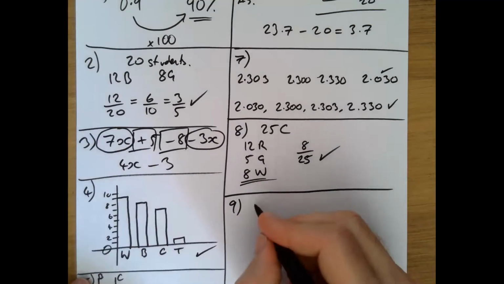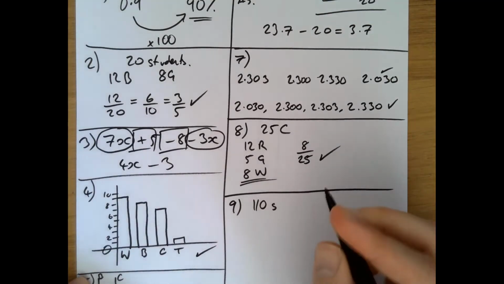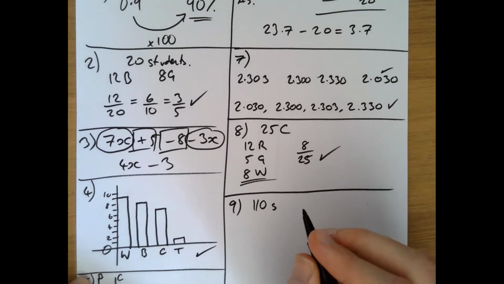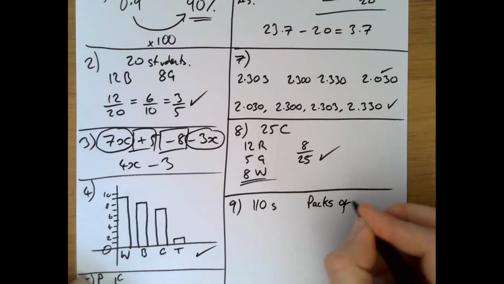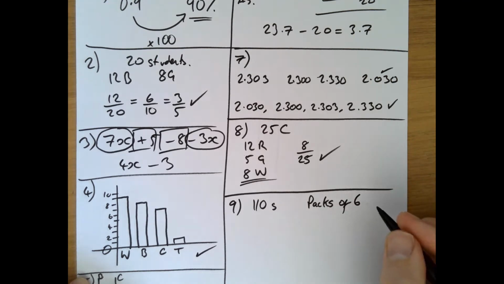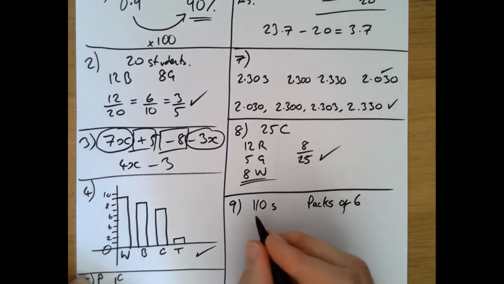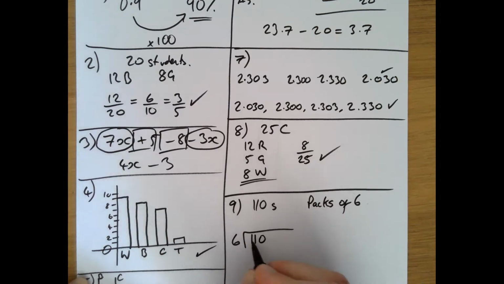110 students go on a trip. Each student needs a bottle of water and they're sold in packs of 6. How many of these packs are needed? Okay, so we need to work out how many 6s go into 110. So hopefully you know that that's just going to be bus stop division. How many 6s go into 1? 0, carry the 1. How many 6s go into 11? 1, remainder 5. How many 6s go into 50?